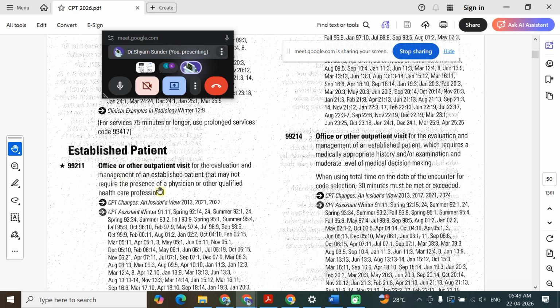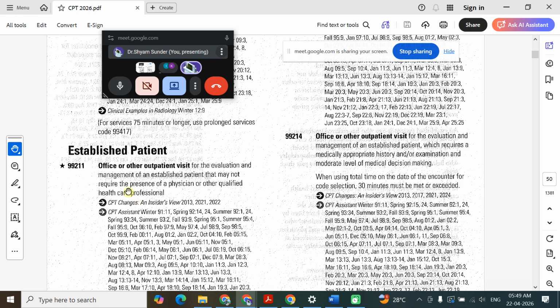Yes, because it's a nurse visit. The physician is not required. It may not require the presence of the physician. That's it. Because sometimes what happens is, in an established patient follow-up case, the patient goes straight to the nursing station and gets his or her injection or change of bandage, and without seeing the physician, the patient leaves. That is a nurse visit, 99211.